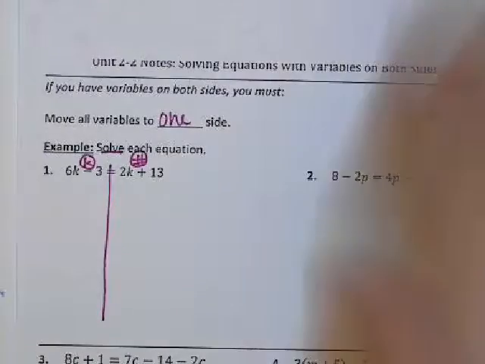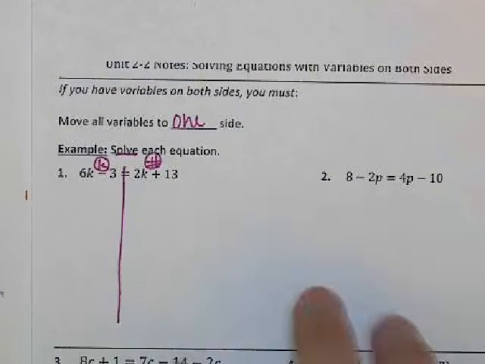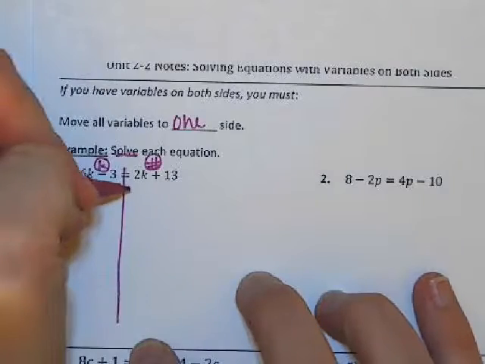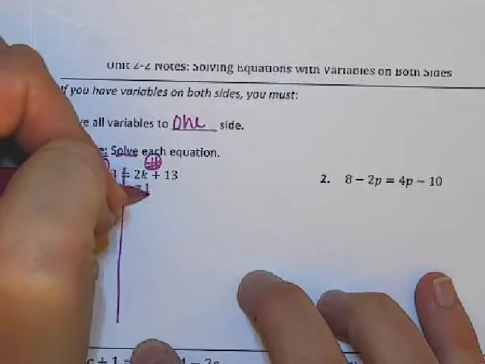Zoom in just a little bit more. Start with your k's. Which k is on the incorrect side? The 2k. Is k a number? No, so it's on the wrong side. I have to move the 2k to the other side. How do I move 2k? You subtract it. I have to do its opposite.